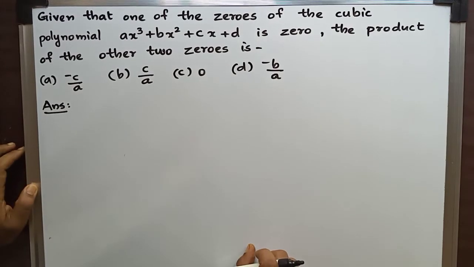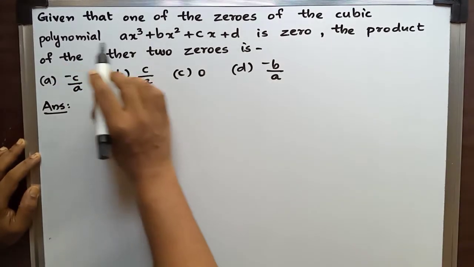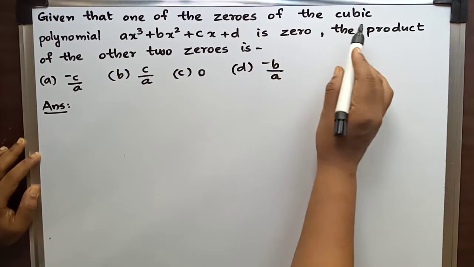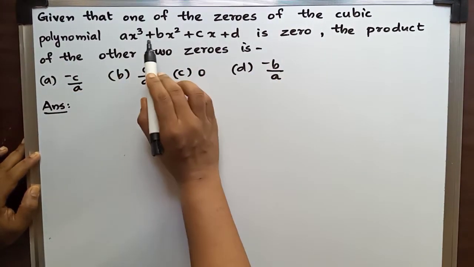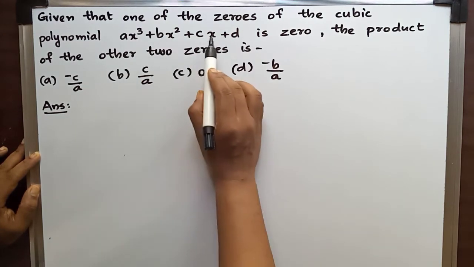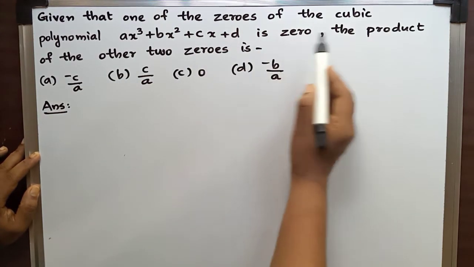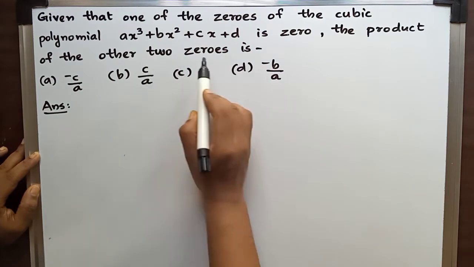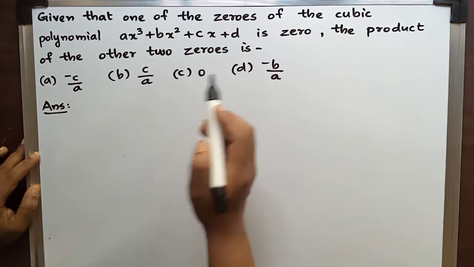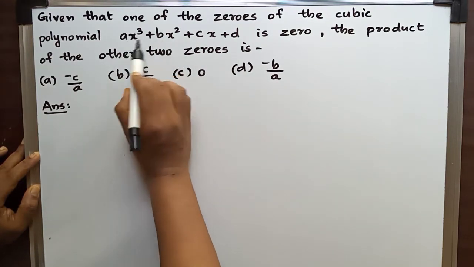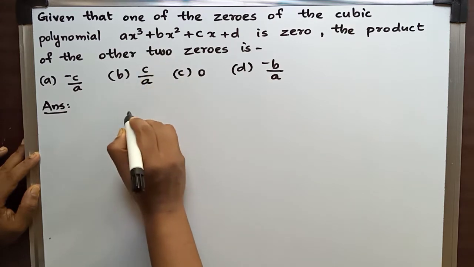Now let us read the next question. Given that one of the zeros of the cubic polynomial ax cube plus bx square plus cx plus d is 0, the product of the other 2 zeros is. That is the question. Anyways, given is a cubic polynomial.